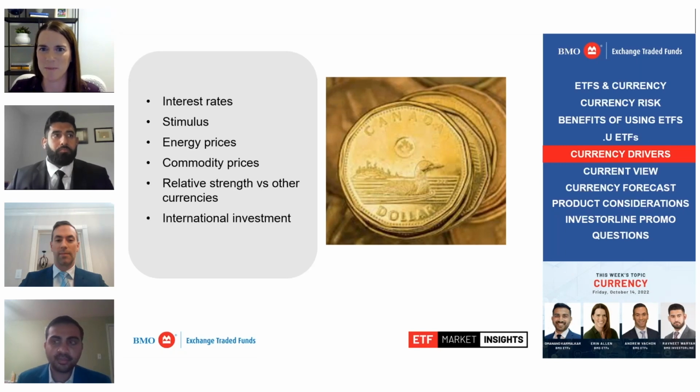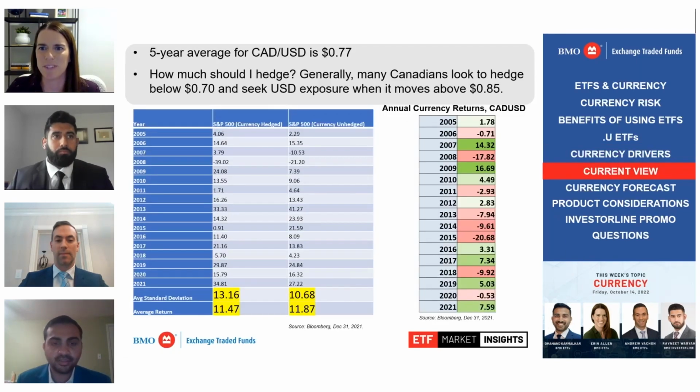Sounds good. Thanks, Om. And Andrew, let's go through some numbers here, because I think these are great charts to showcase the impact. What are some considerations that investors should look at when they're looking at whether to hedge or not hedge?